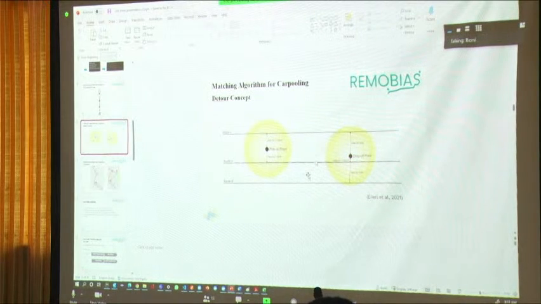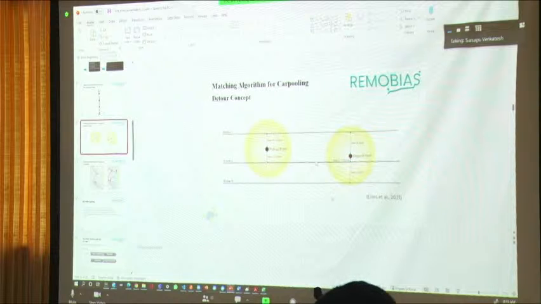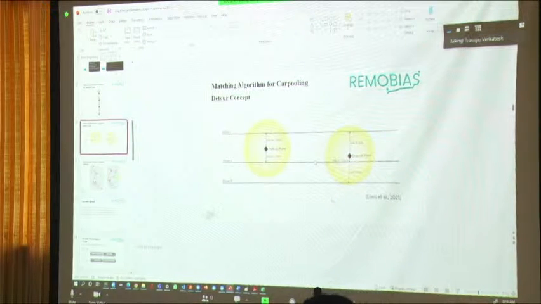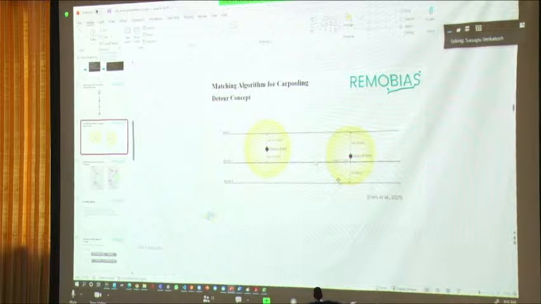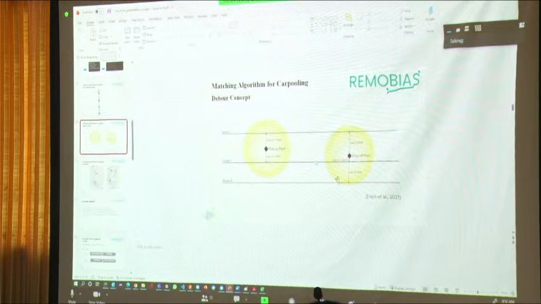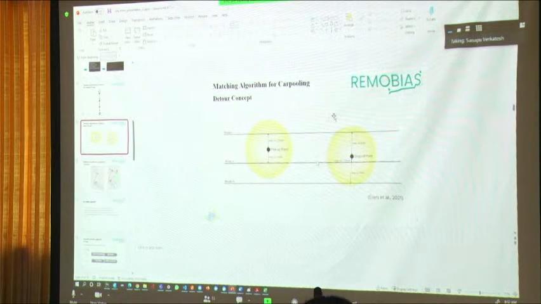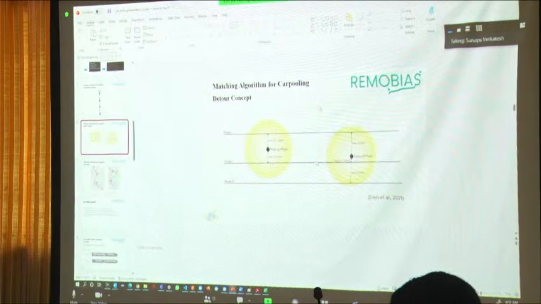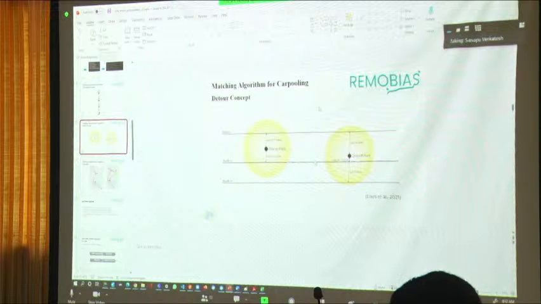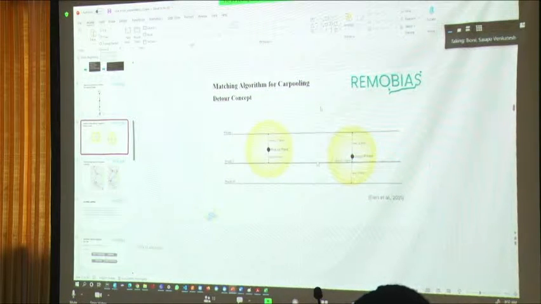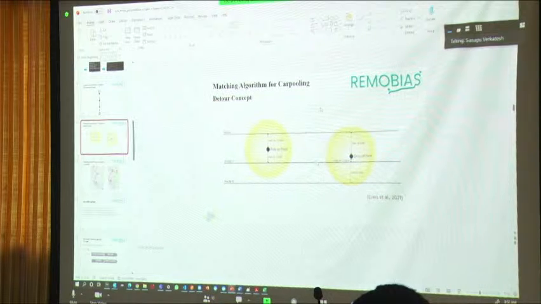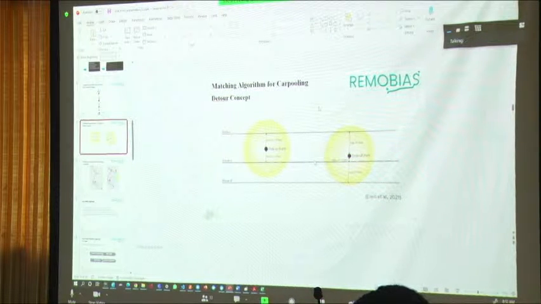Yes, okay. Once again, this was fast. So there are two matching algorithms here. One is the carpooling matching algorithm, and another one is the integration matching algorithm. Which one do you want to know about? The first one is the carpooling matching algorithm. We will modify this carpooling algorithm to integrate the public transportation system into the carpooling system.